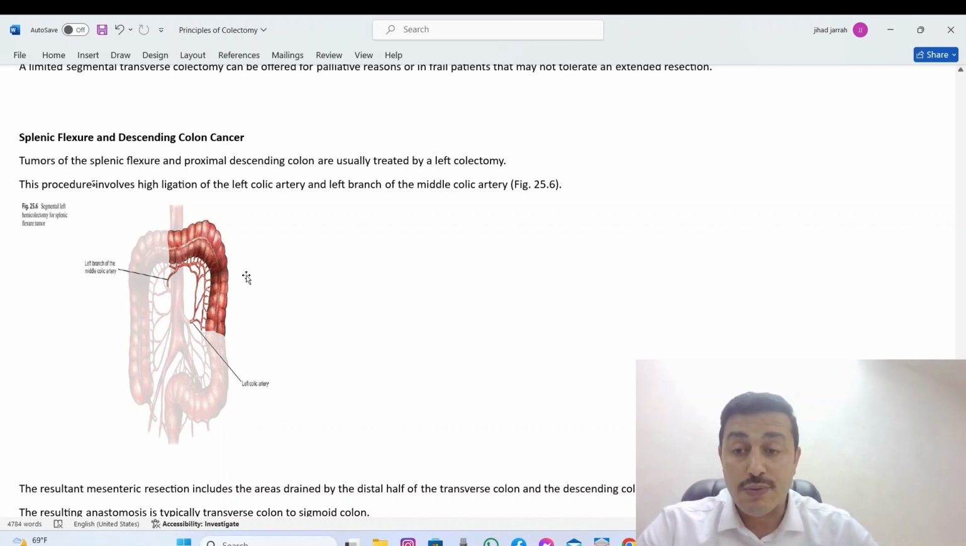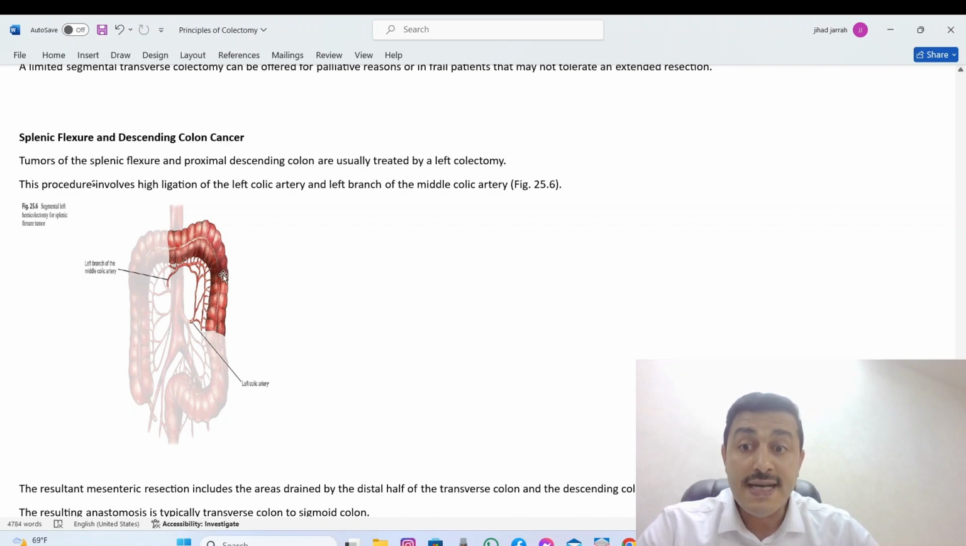Segmental left hemicolectomy, what is the difference between segmental left hemicolectomy and formal left hemicolectomy? Here I preserve the sigmoid artery and superior hemorrhoidal artery. I remove not the inferior mesenteric artery, but the left colic branch and the left branch of the middle colic artery.